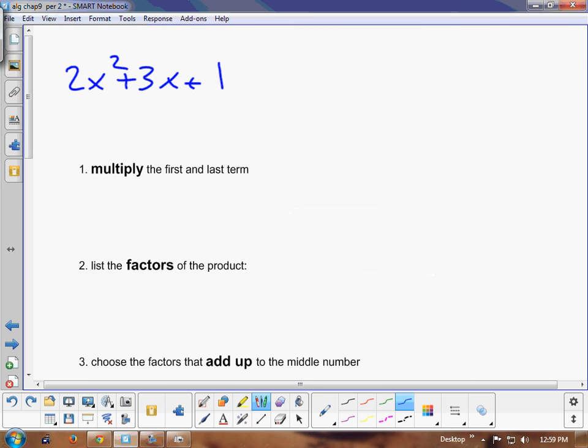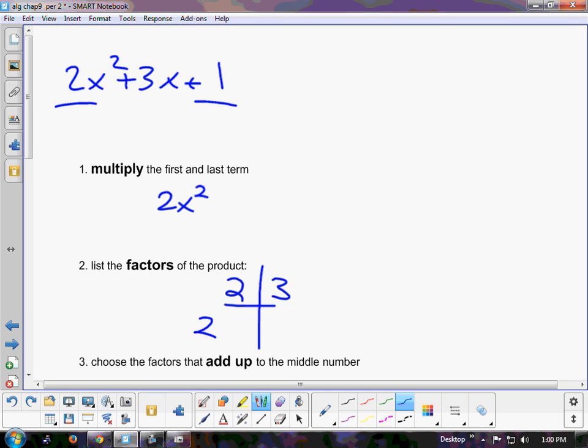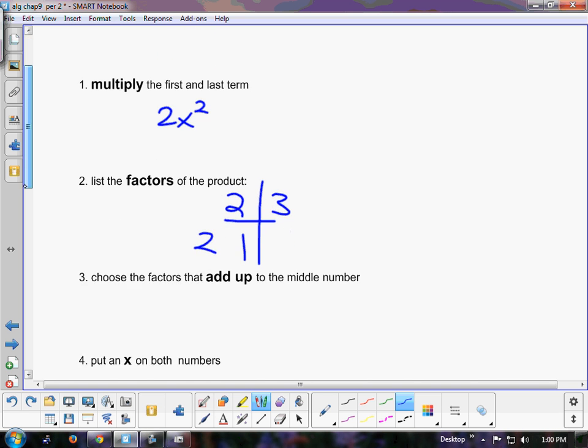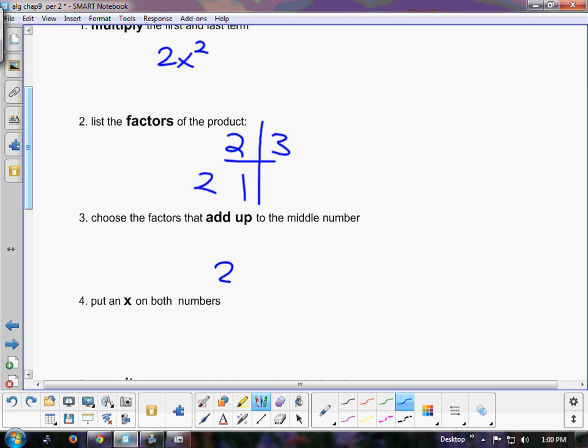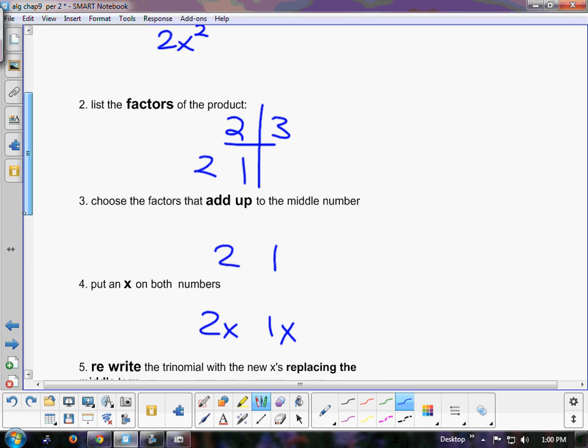Okay, so I'm going to multiply the first term and the last term, and I'm going to get 2x squared. This is a lot like last night's homework where you have the multiples of that answer, 2, that add up to the middle 3. So 2 and 1 are the multiples that add up to 3. So we're going to take those, 2 and 1, and we're going to put x's on them. I'll show you another way to do this in a minute, a shorter way.